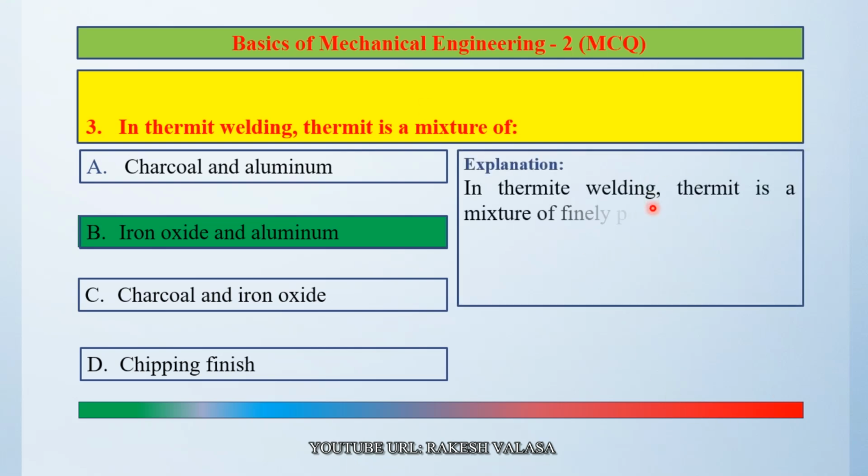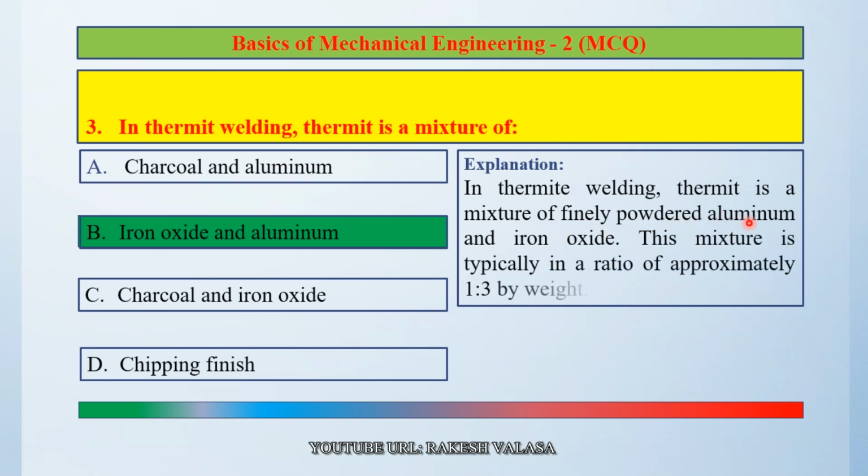In thermite welding, thermite is a mixture of finely powdered aluminium and iron oxide. This mixture is typically in the ratio of approximately 1:3 by weight. So the correct answer is option B, iron oxide and aluminium.